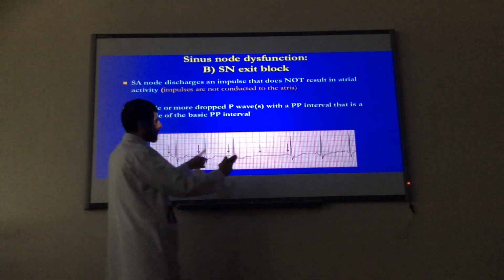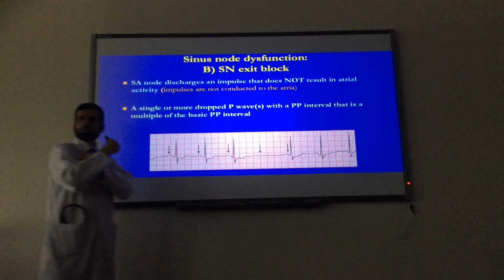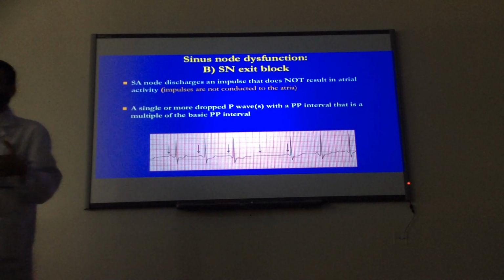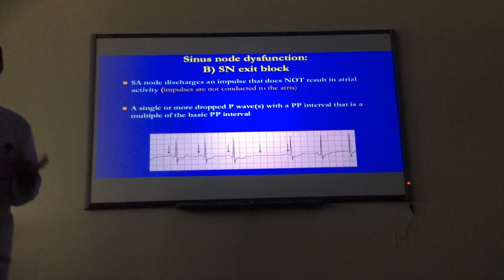And the other way, you say, okay, this to this is actually like double this to this. Double the normal P wave interval. So it is double or triple. It means the sinus node is firing at the same rate, but sometimes not conducting to the atrium, so I don't see a P wave because of no conduction. And we call it exit block.